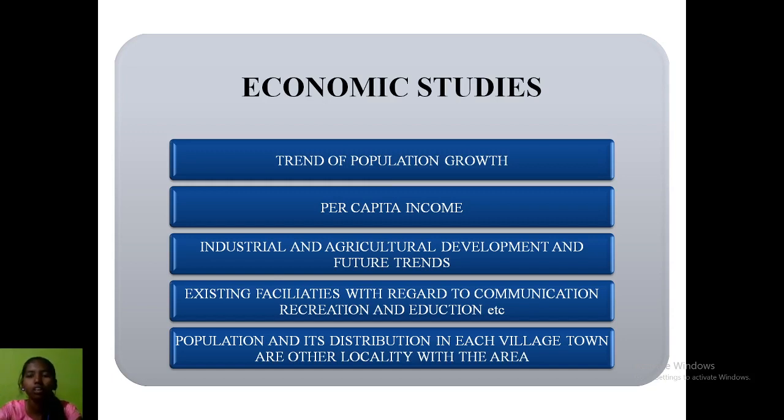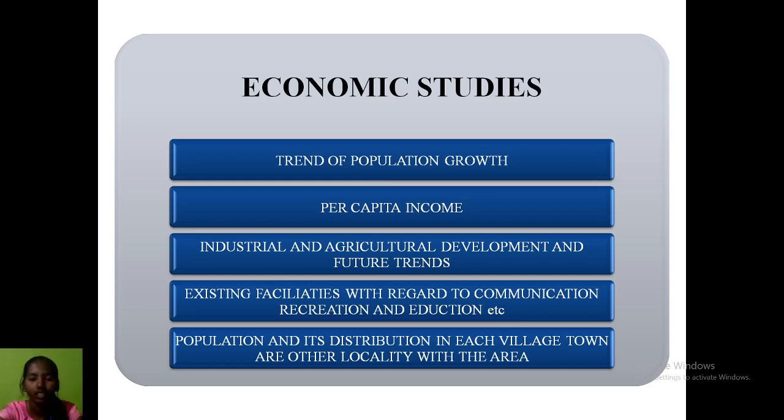The first one is economic studies. These include population studies on an area basis, in which the distribution of population in villages, towns and other localities is studied. The first one is trend of population growth, second one is per capita income, third one is industrial and agricultural development and future trends, adjusting the facilities with regard to communication, recreation and education. And the last one is population and its distribution in each village, town or other locality within the area.